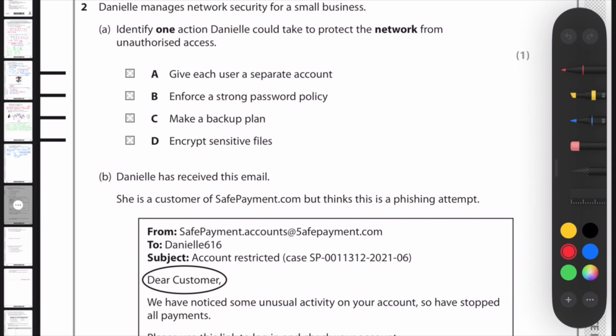Make a backup plan. Okay, why? That's sort of reactive if it was to get hacked. We're talking about preventative, to protect. Encrypt sensitive files. Well, again, that's not protecting it. That's just protecting some files. It's not protecting the network. So the clue is it's got to protect the network. So the only one really would be enforce a strong password policy. That ensures that everybody with a user account has a strong password. Maybe use characters, numbers, capital letters, lowercase letters, and symbols. So that would be the correct answer.